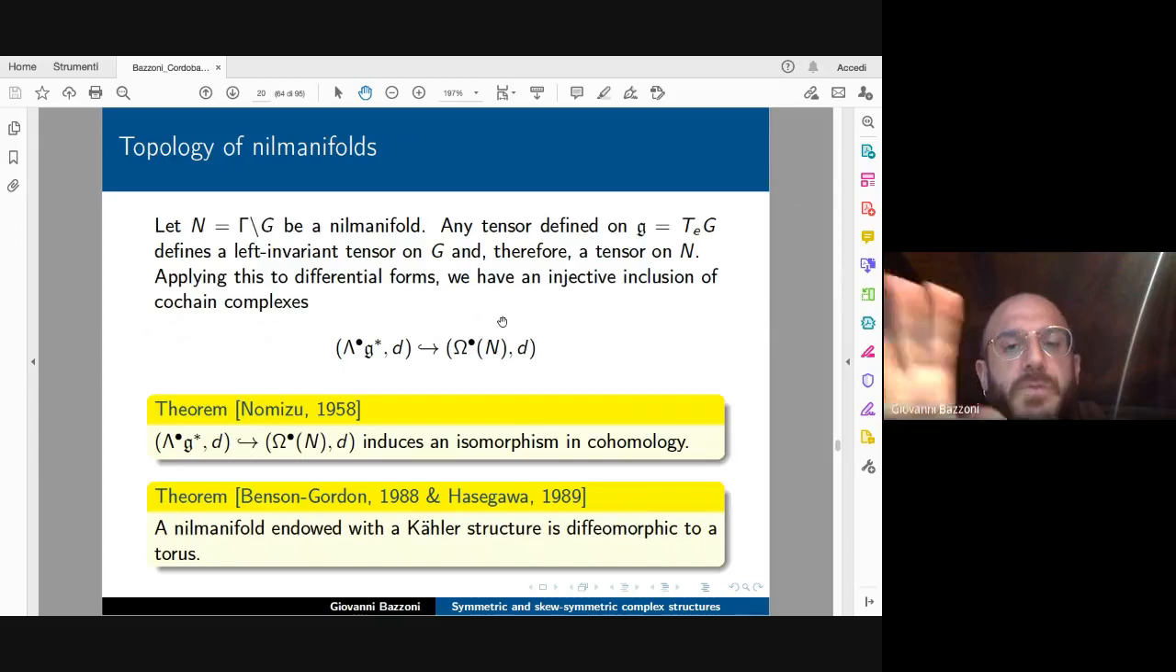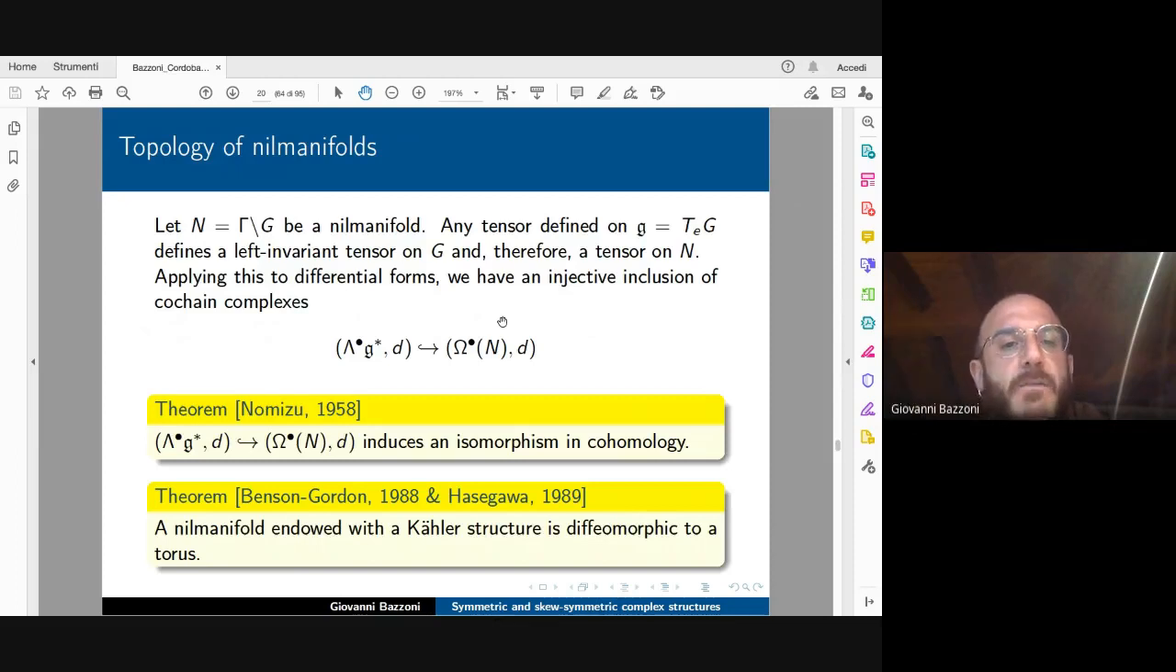So, 2 different proofs in pretty much the same time, which say that a nil manifold endowed with a Kähler structure is automatically diffeomorphic to a torus. So, for example, we saw before that, let me step back to nilpotent Lie algebras. A nilpotent Lie algebra in dimension 8 with a complex symplectic structure has nilpotency step at most 4.